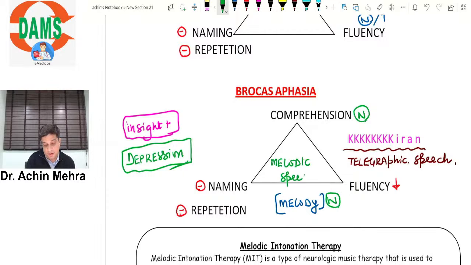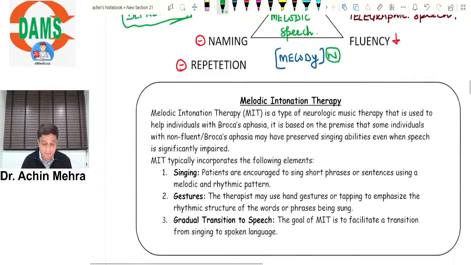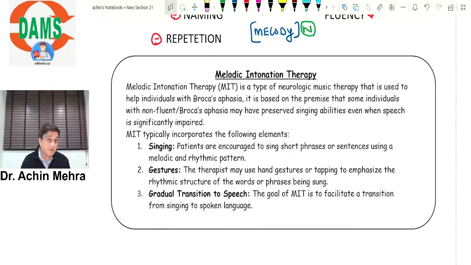Take out some time and watch this movie Jagga Jasoos. It's a nice movie showing Ranveer Singh having this problem. Whenever he's speaking, he's stammering. But whenever he's trying to express himself, he's able to sing properly and express himself better. And this is a part of therapy that we often use to treat these patients of Broca's, known as melodic intonation therapy.